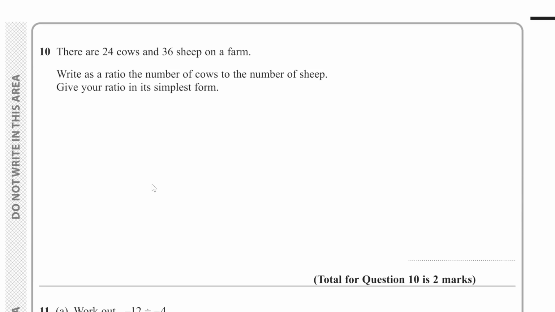There are 24 cows and 36 sheep on a farm. Write as a ratio the number of cows to the number of sheep. Give your answer in its simplest form. So when we're writing a ratio, we put the first one, and then we put this colon, the dots, and then the second one. So it's 24 to 36. There were 24 cows and 36 sheep. So the ratio is 24 to 36. And then we're going to simplify it.